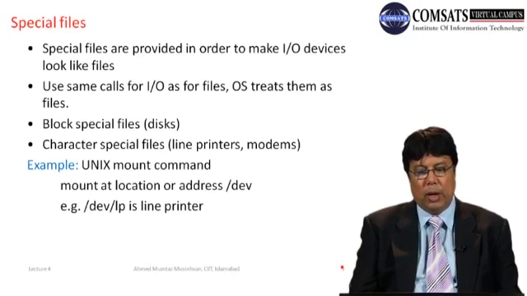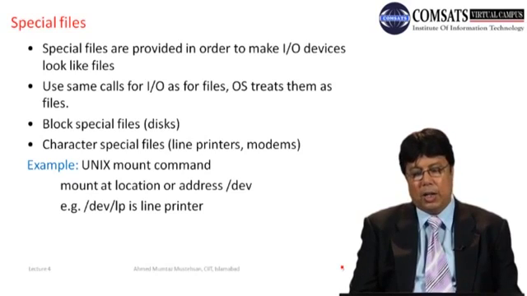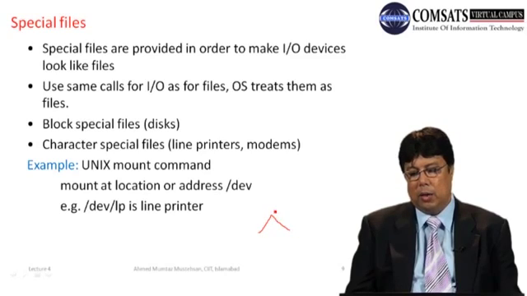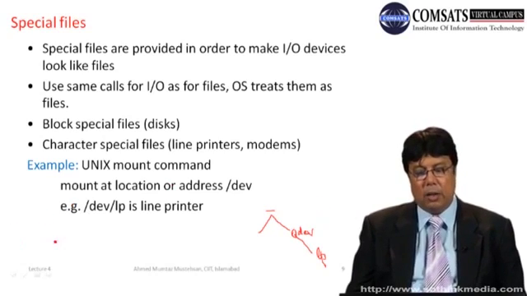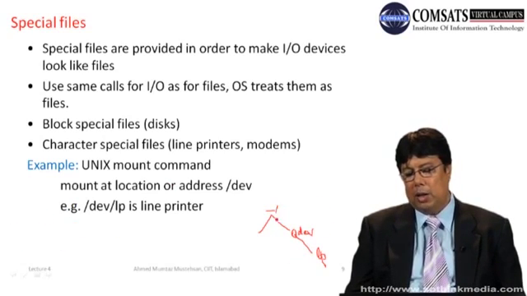For example, you can mount /dev. Suppose this is the root, and here is /dev, the device directory. If you mount your line printer here and you want to print something on it, what do you need to do? You simply use /dev/lp.